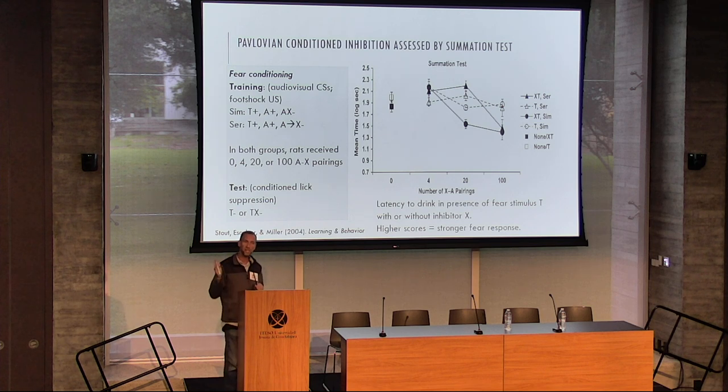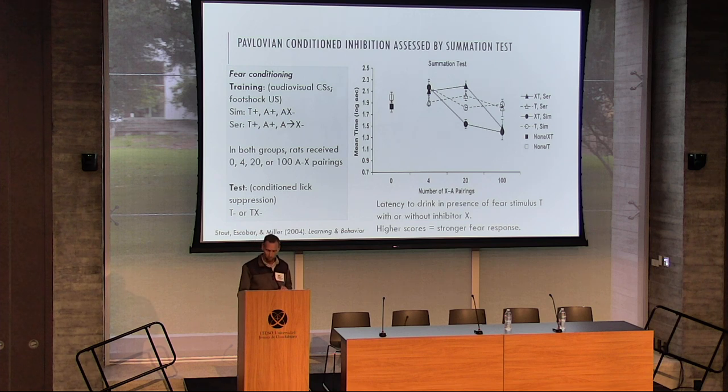Regardless, what you see is that inhibition takes time to develop. And this kind of summation test shows that it's not just generalization decrement, but that it is truly the development of an inhibitory property that's now exerting itself to influence the response elicited by an exciter.